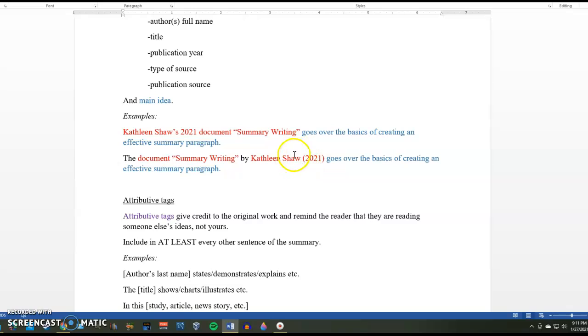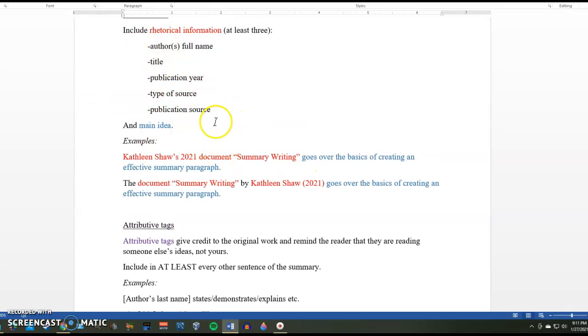This is the way, if you want to stick it after the name, this is how it should look. Different ways of setting this up. And then when you've included that rhetorical information at the first part of your sentence, you include the main idea, and that's what's in blue. And that's why it's the same for each of them. You can see that this information tells the reader that you are about to deliver a summary.